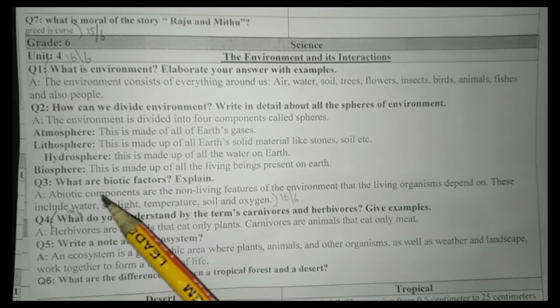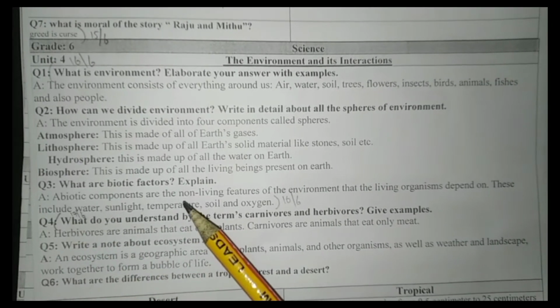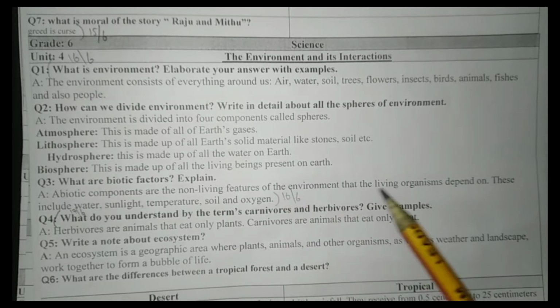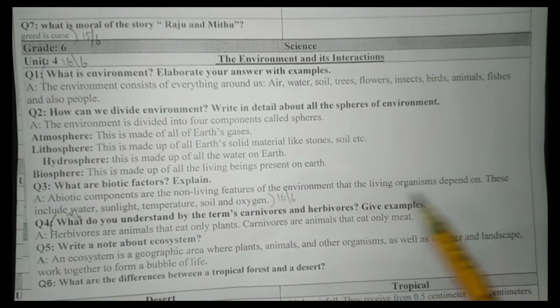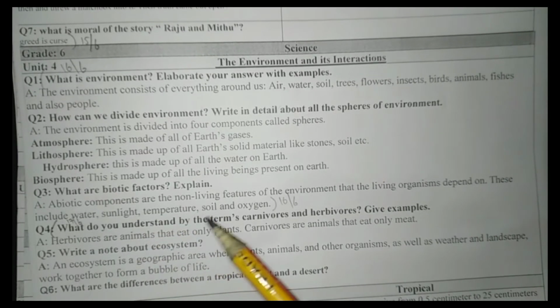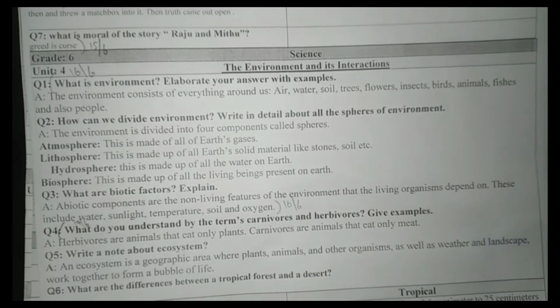Question number 3. What are the biotic factors? Explain. An abiotic component are the non-living features of the environment that the living organisms depend on. These include water, sunlight, temperature, soil and oxygen. These are all the abiotic components.